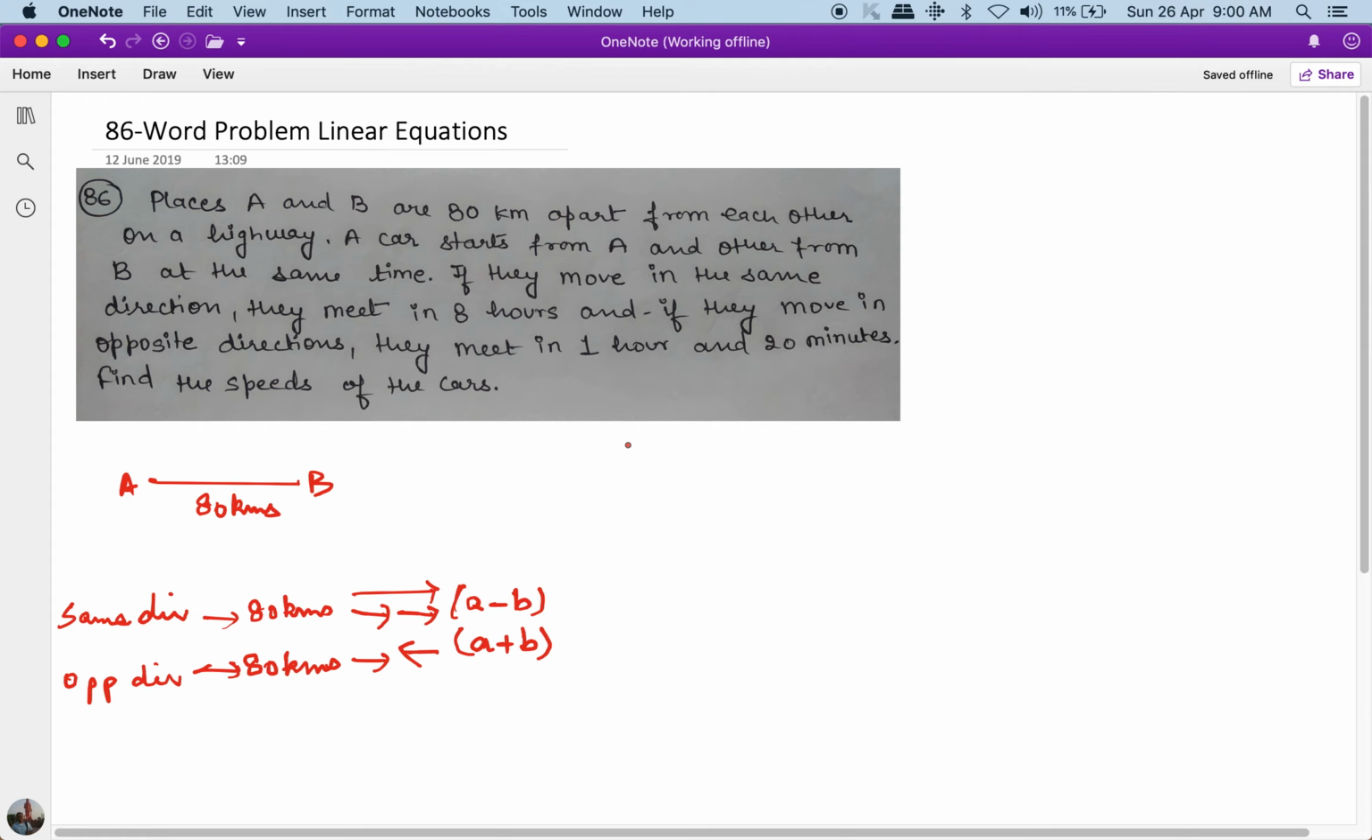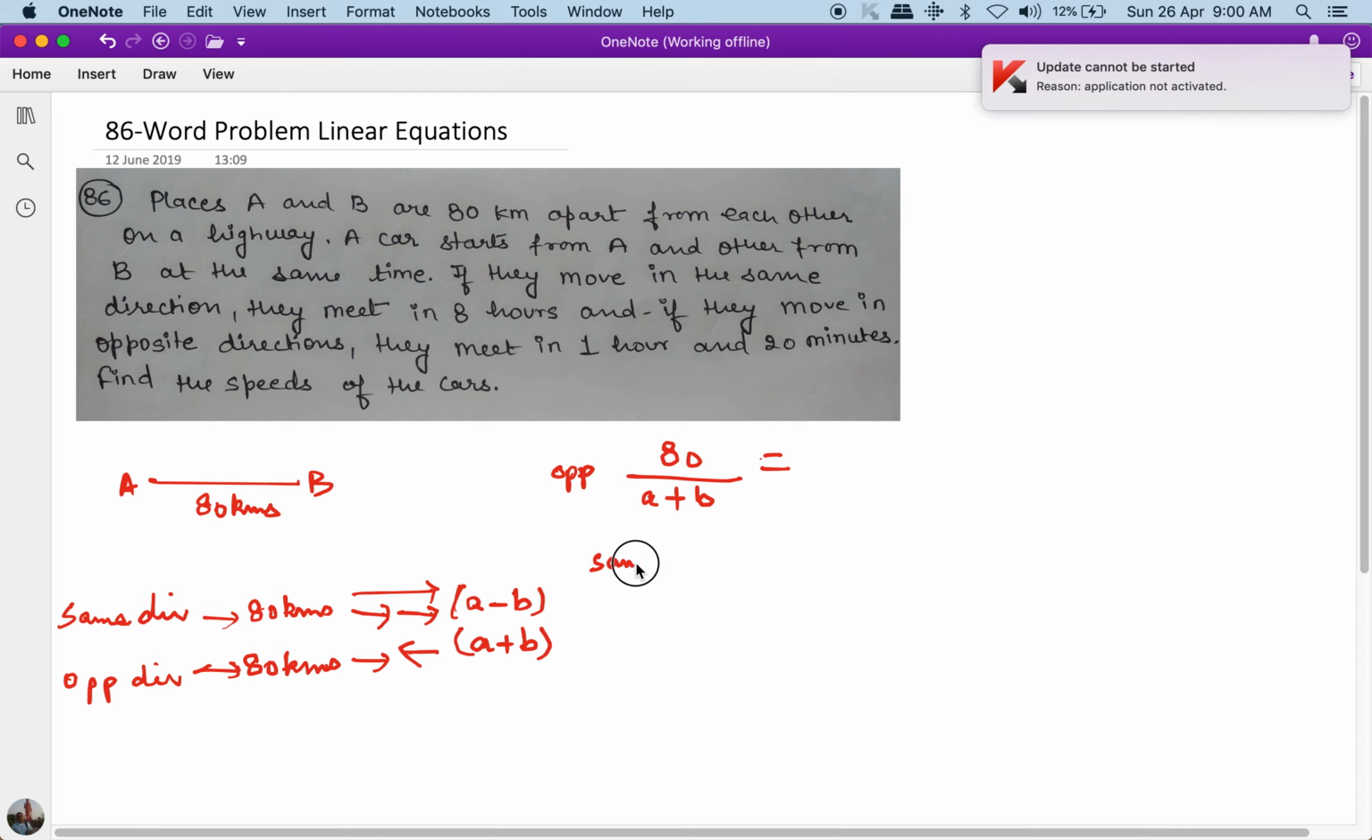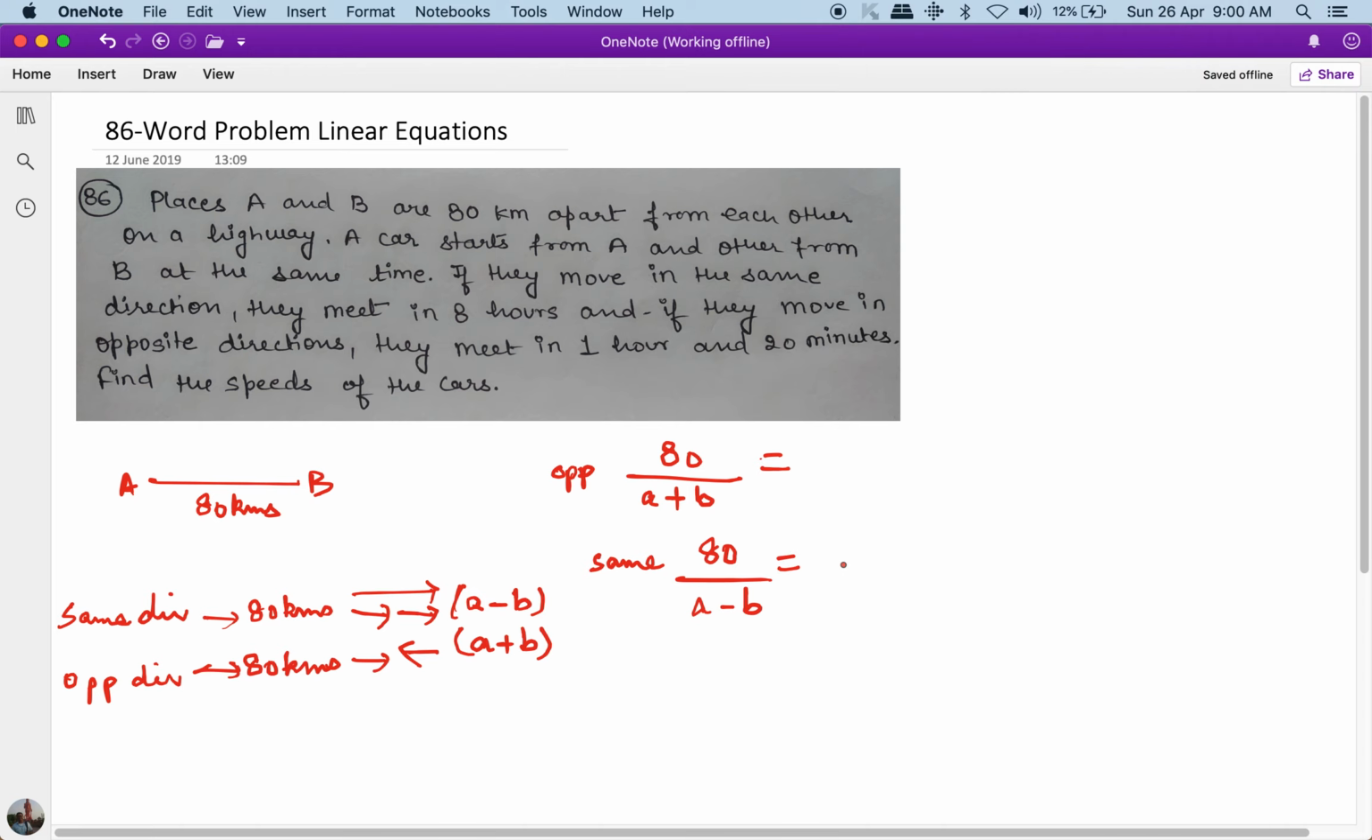This makes our question solving very easy because remember, if they move in opposite direction, they meet in 1 hour 20 minutes. So 80 kilometers is the distance divided by their speed, which is A plus B. This is when they move in opposite direction. And when they move in the same direction, it will become 80 upon A minus B, and they meet in 8 hours. When they move in opposite direction, it will be 1 hour and 20 minutes. So it will be 1 plus 20 by 60, which is 1 by 3, and this becomes equal to 4 by 3.